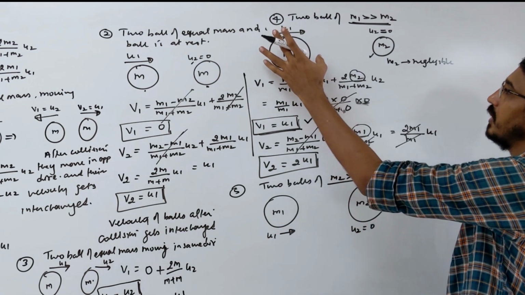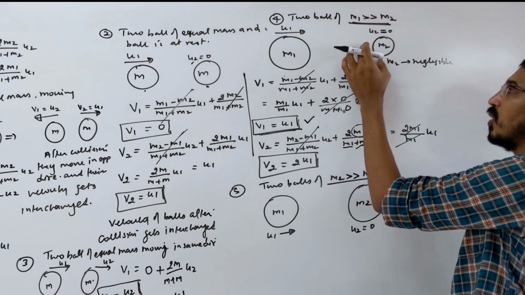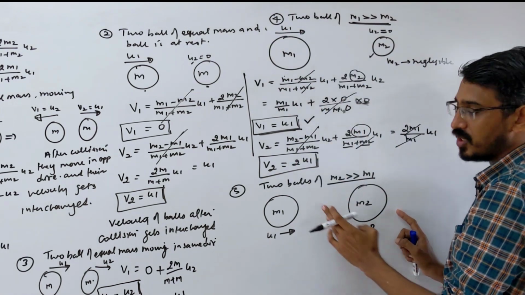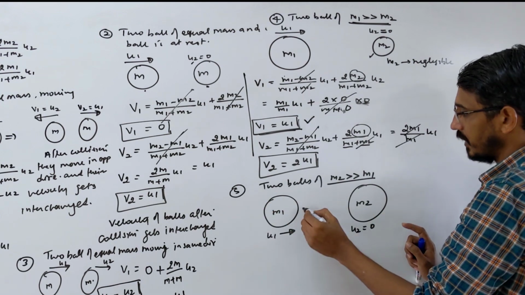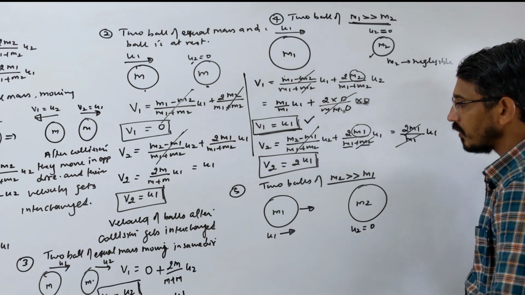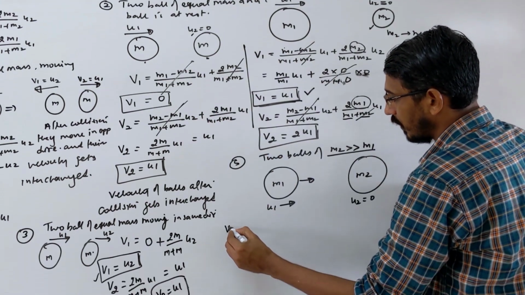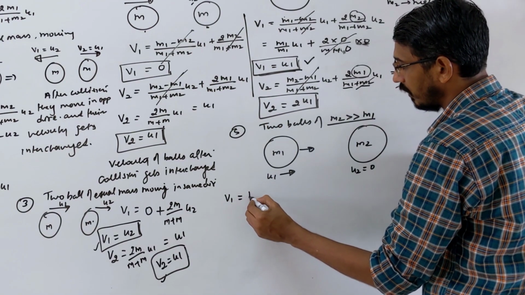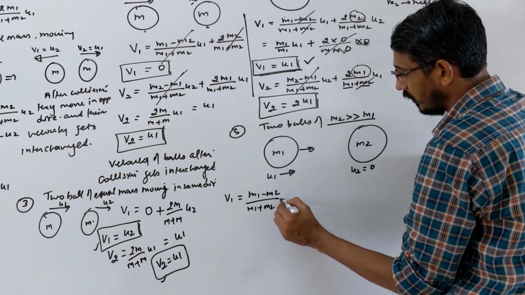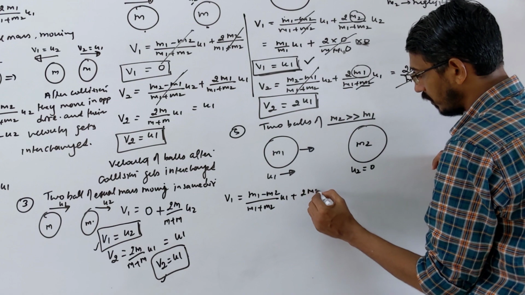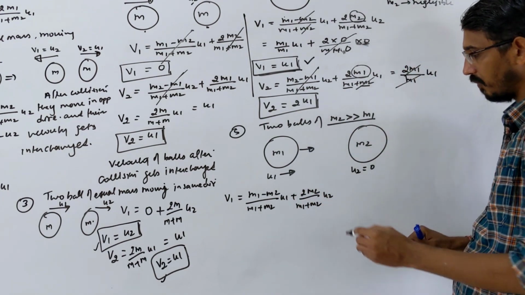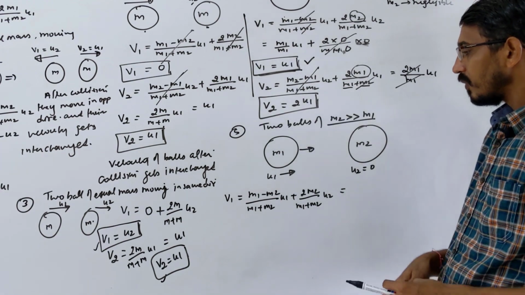So in the previous case the big ball was moving and the small ball was stationary. Here I am saying the big ball is stationary and the small ball is moving and hitting it. Then after collision what happened, that we want to know. Let's see. Your formula: v1 is equal to (m1 minus m2) upon (m1 plus m2) into u1, plus 2 times of m2 upon (m1 plus m2) into u2. Let's write the formula.